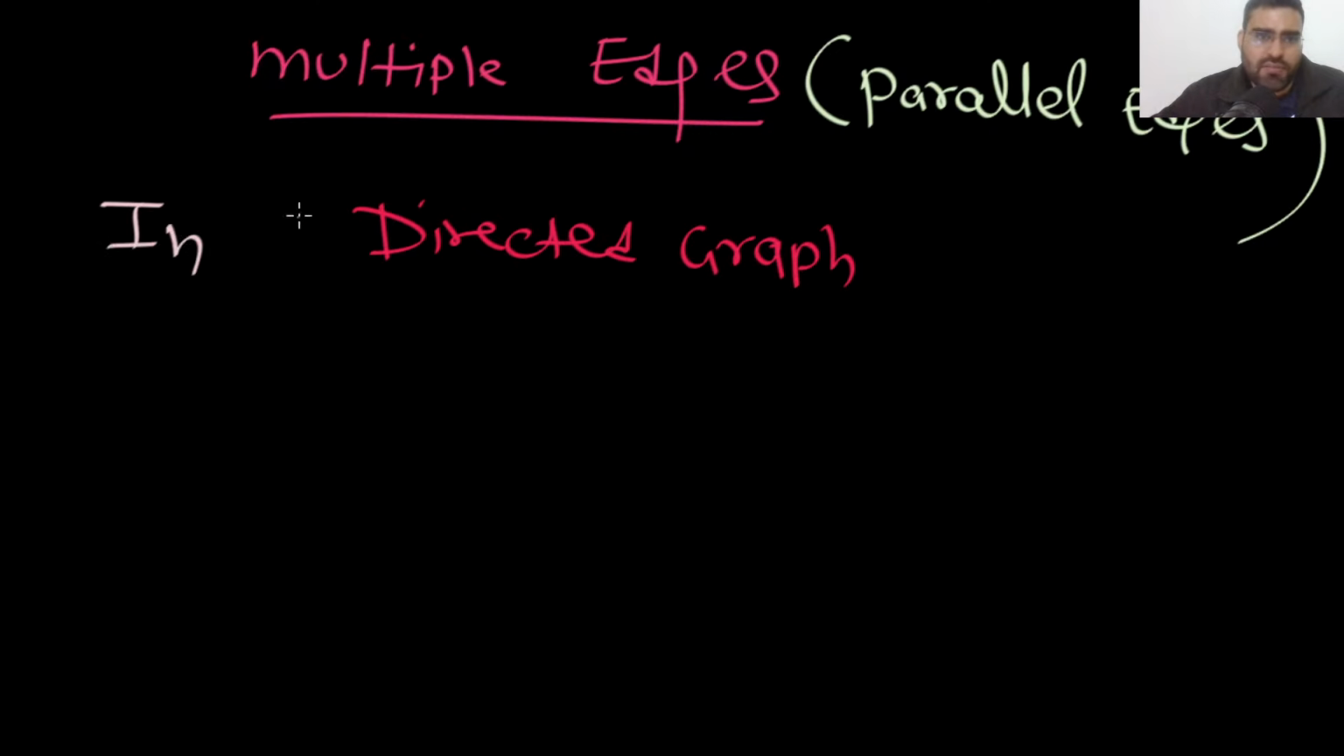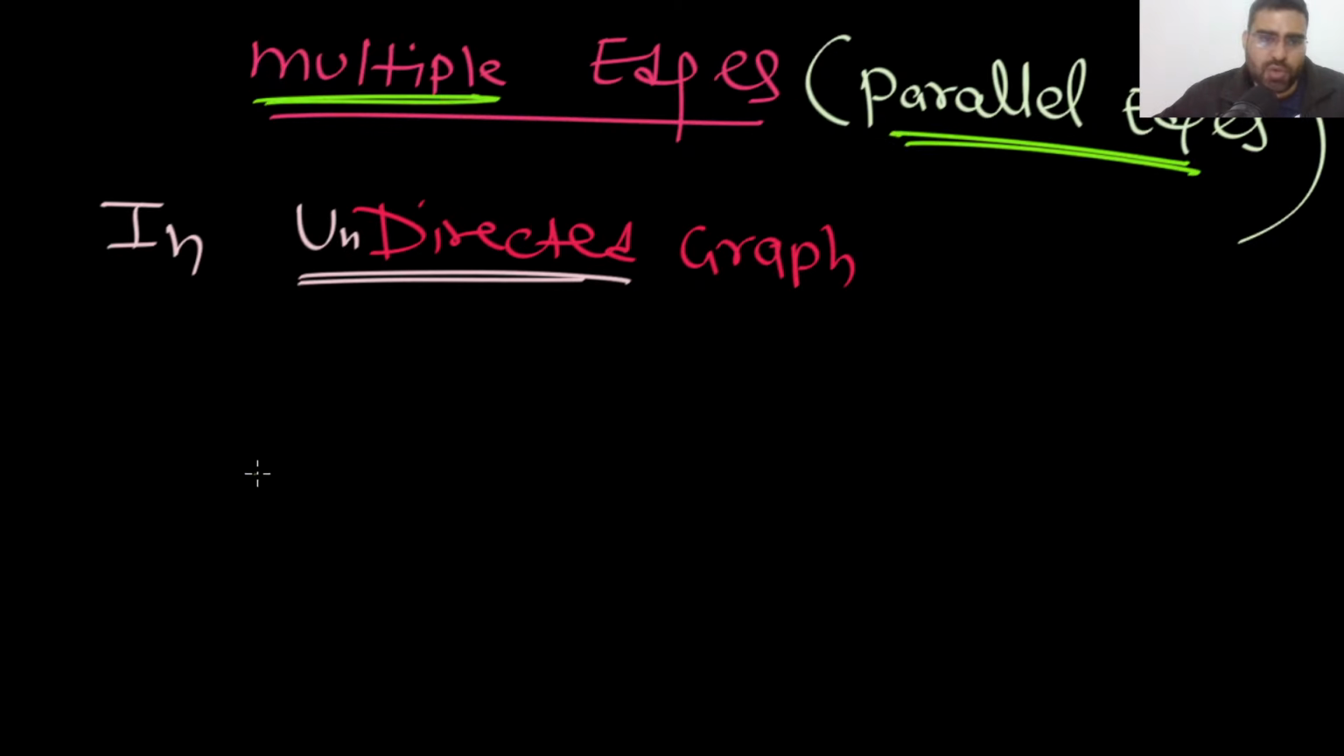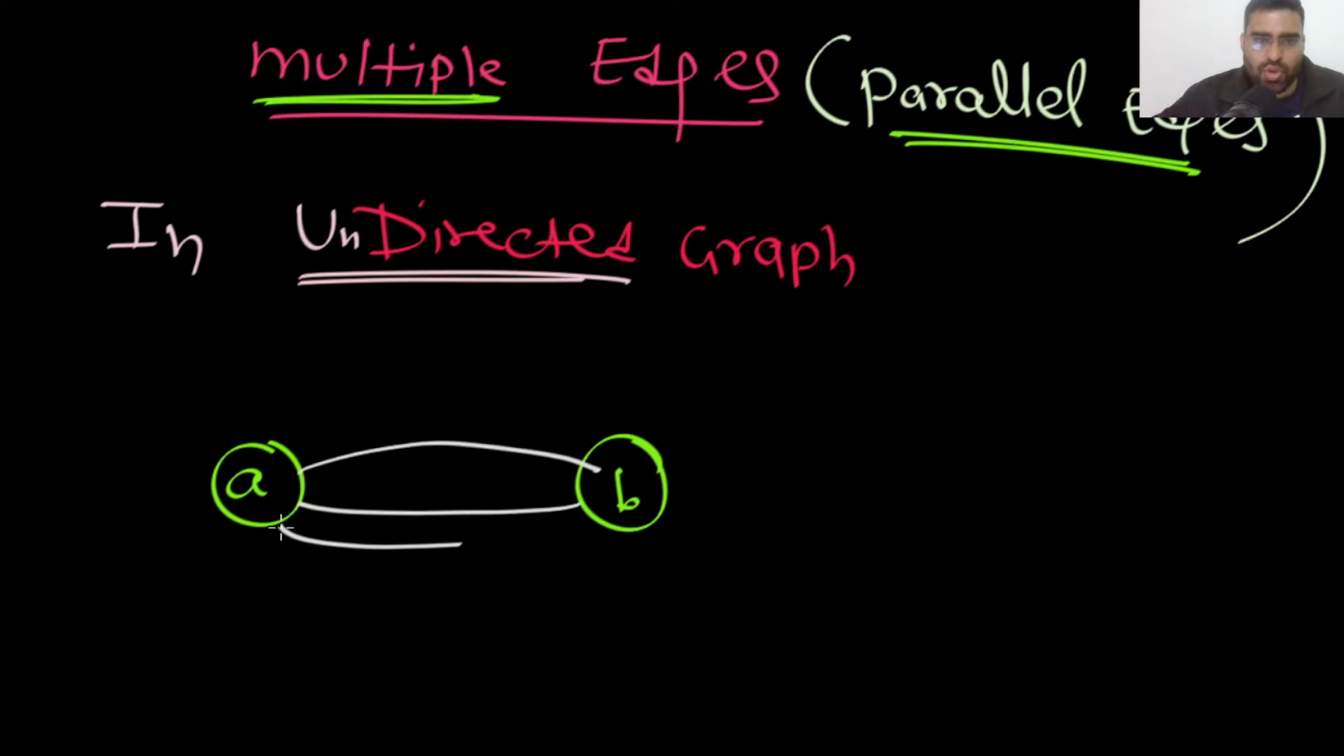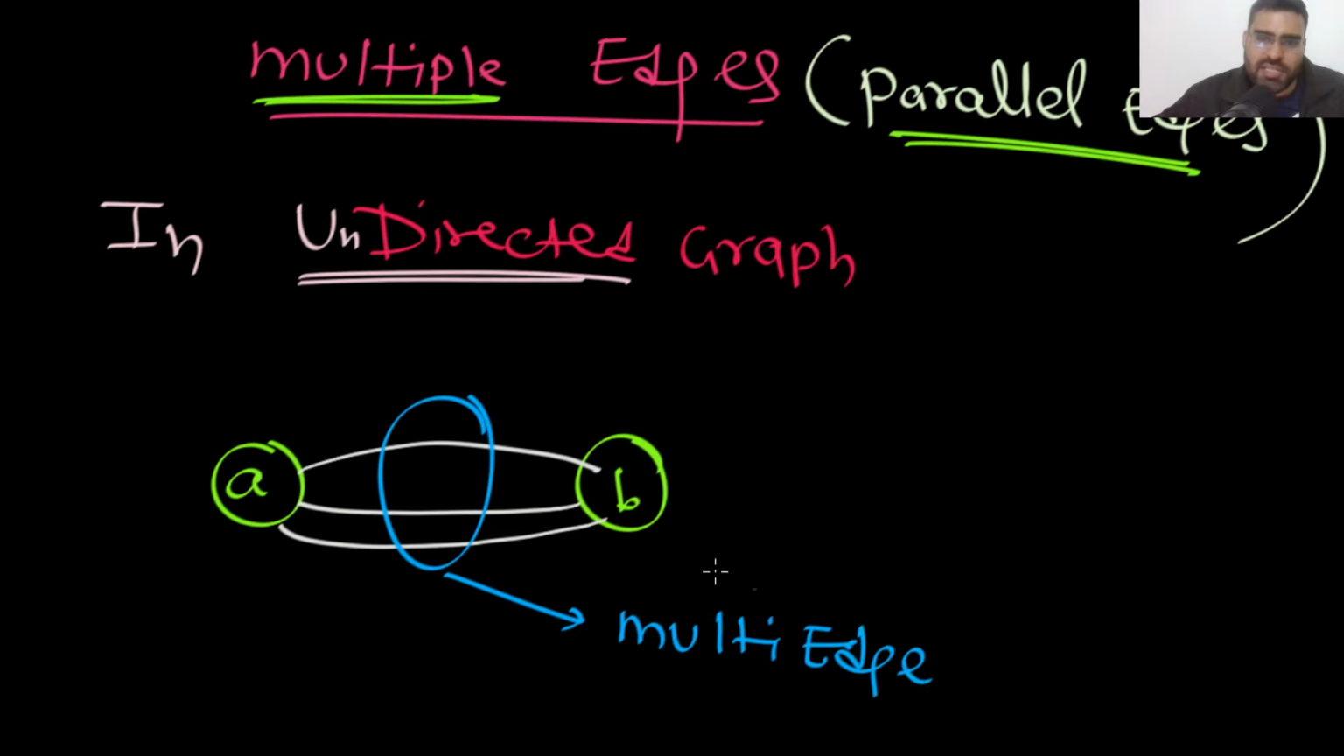First, let's see for undirected graph. In undirected graph, what are multiple edges, or I can say parallel edges? These are edges like this. You have two vertices, and between two vertices, you have multiple edges. These are called parallel edges, or multi edges, or multiple edges. So you can notice between the same vertices.